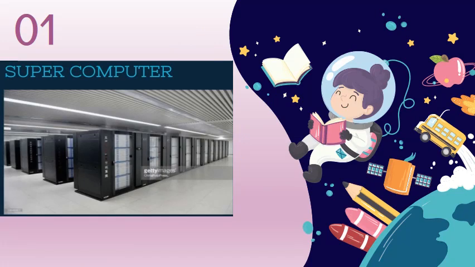Number one, supercomputer. Supercomputers are the fastest and most expensive computers. They are large with multiple CPUs, so they can handle many instructions in parallel. They are used for complex calculations such as weather forecasting, nuclear science, and rocket launching. Some examples of supercomputers are Raven, Beaufort, and SCREC.